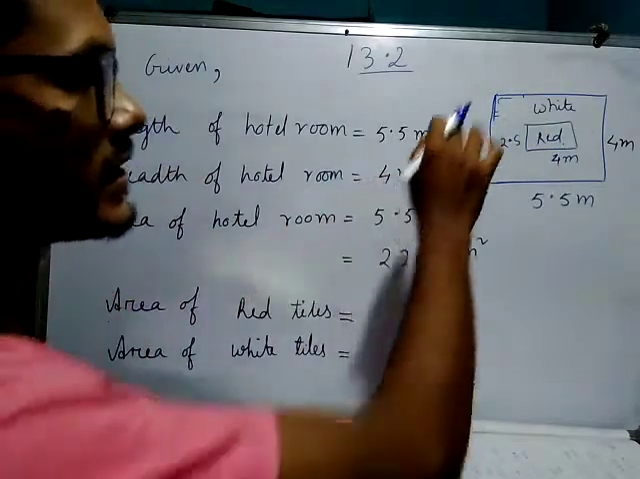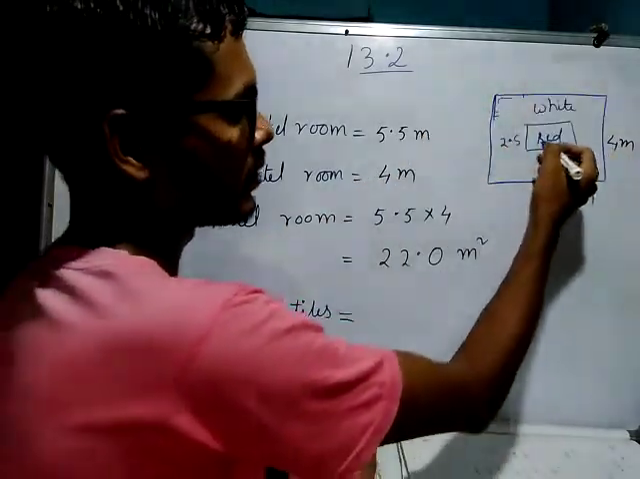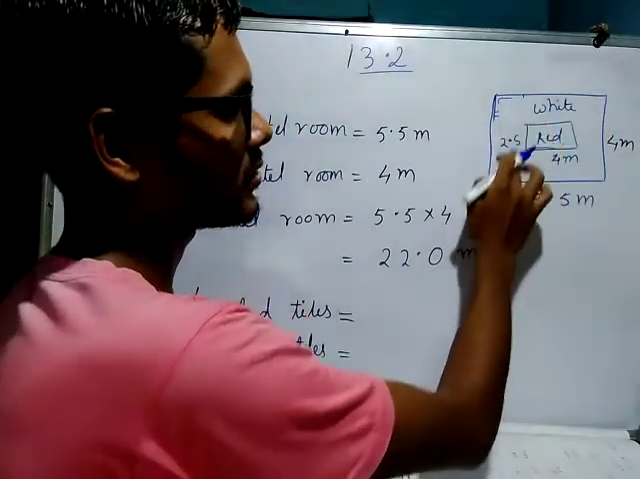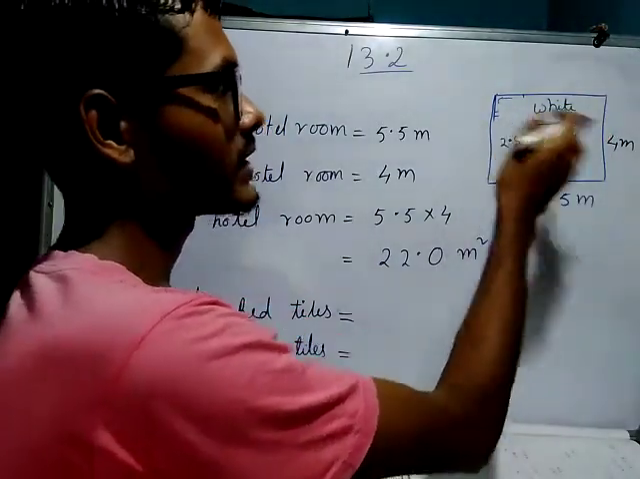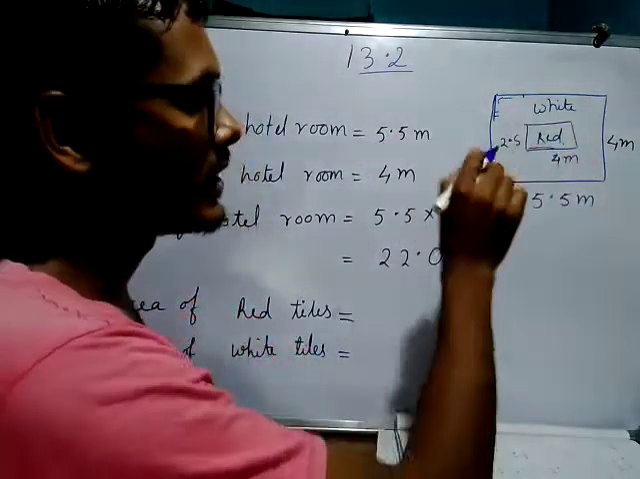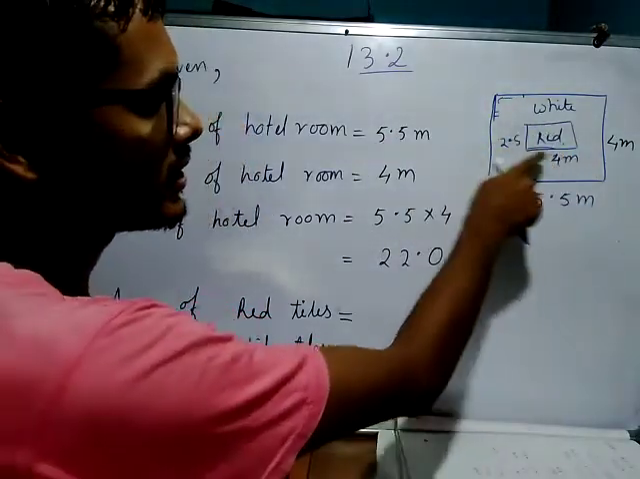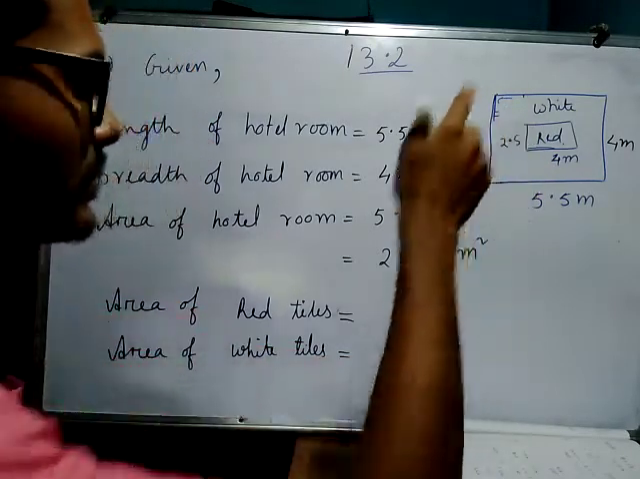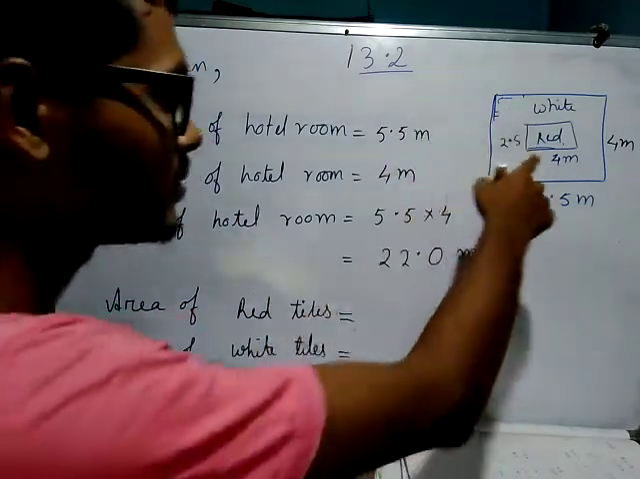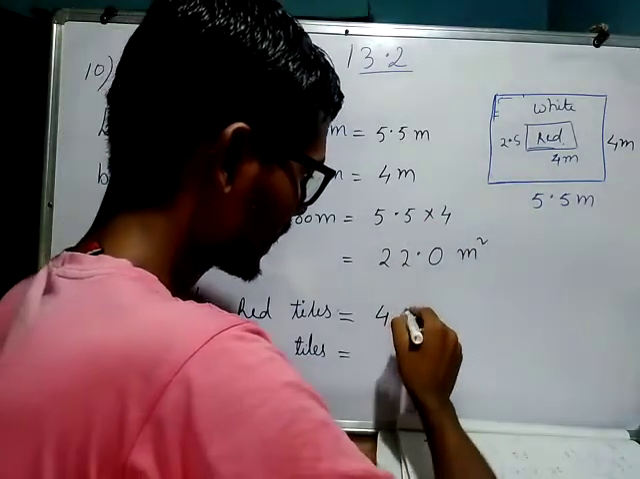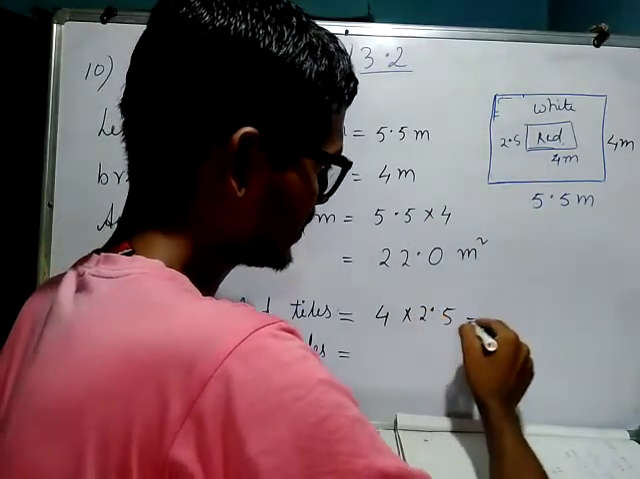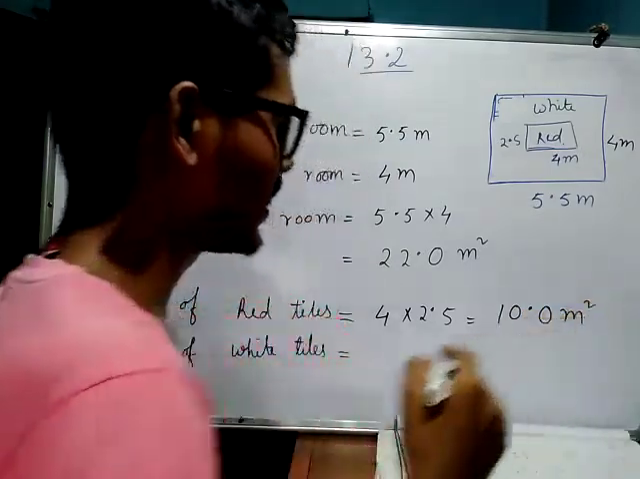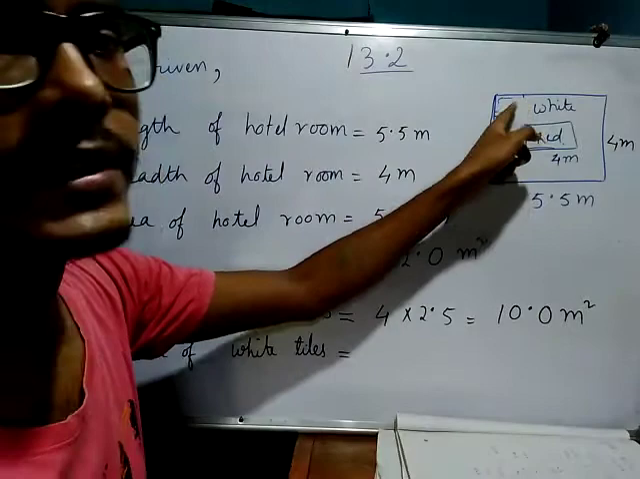Now inside this hotel room, one portion is covered with red color tiles and another portion is filled with white color tiles. So now we calculate area of red tiles. So here length is 4 meter, breadth is 2.5 meter. So area of red tiles will be 4 multiply 2.5, it will be 10 meter square.